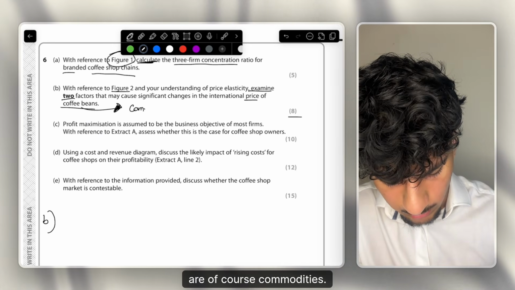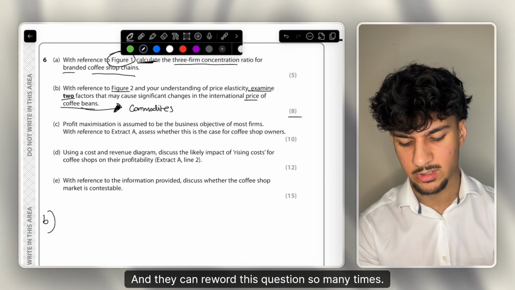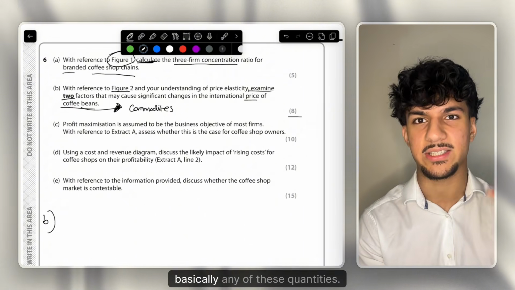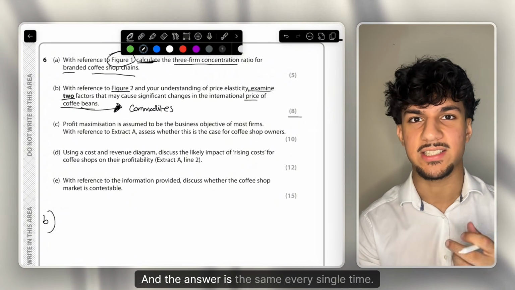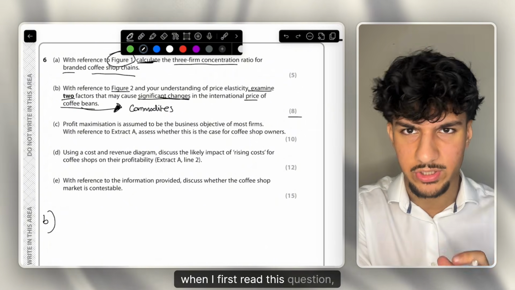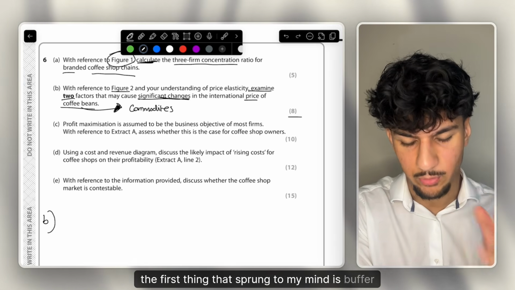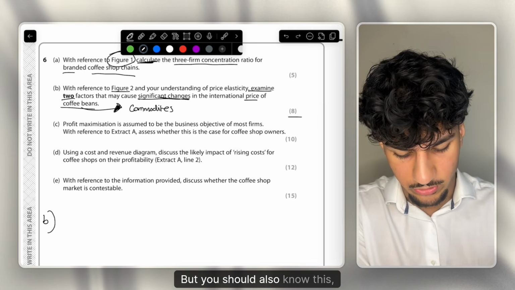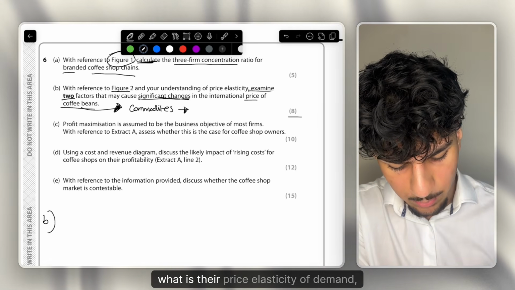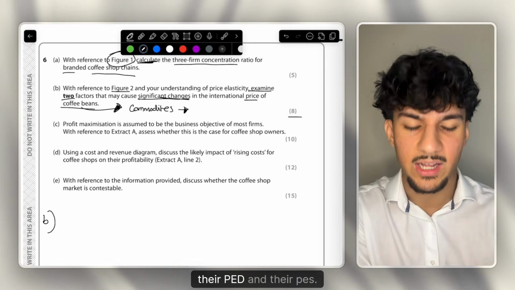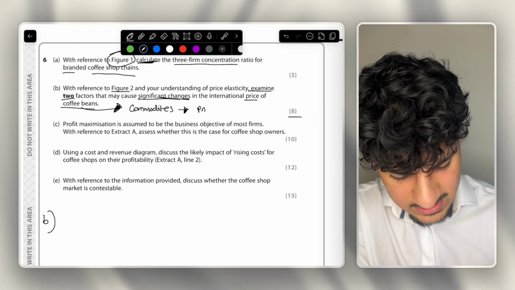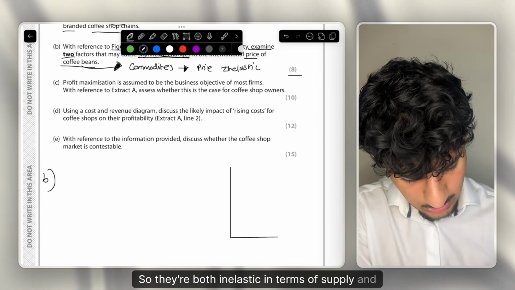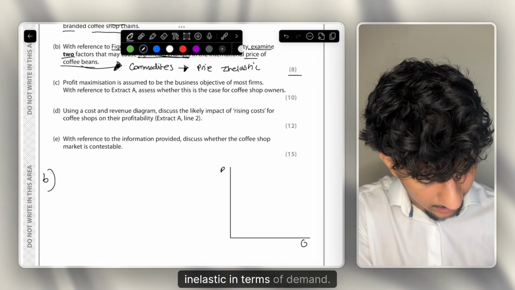Coffee beans are, of course, commodities, and they can reword this question so many times. Instead of coffee beans, they can say oil, wheat, rice, anything basically, any of these commodities, and the answer is the same every single time. When I first read this question, the first thing that sprung to my mind is buffer stocks. What do we learn in buffer stocks? It's a very small part of the spec, but you should also know this. Commodities, what is their price elasticity of demand, their PED and their PES? They are price inelastic. Let's show this on the diagram. So they're both inelastic in terms of supply and inelastic in terms of demand.